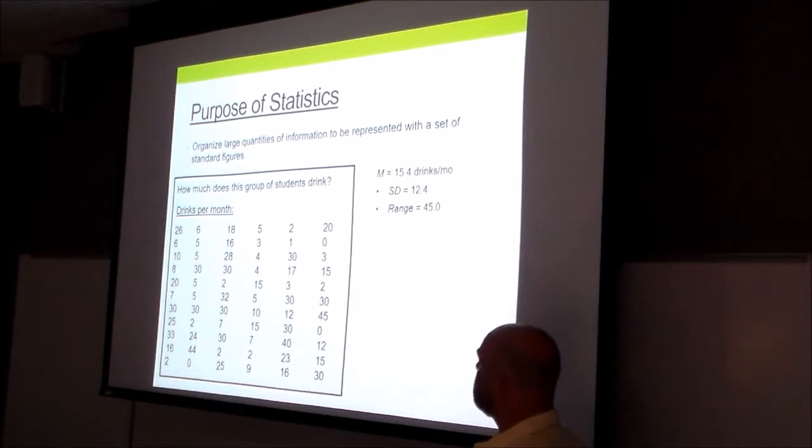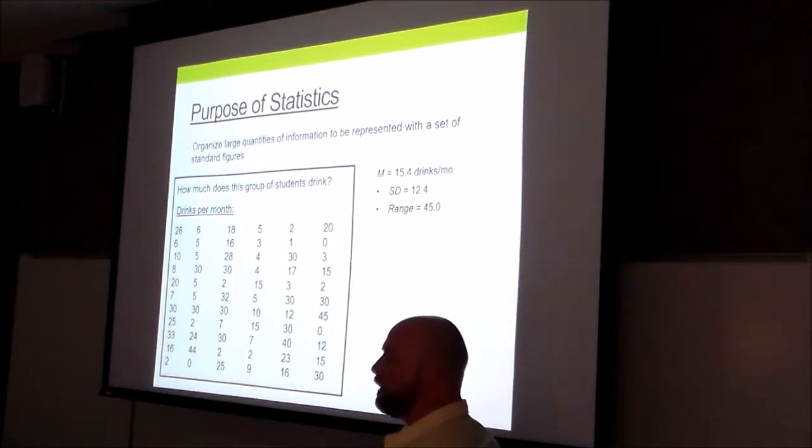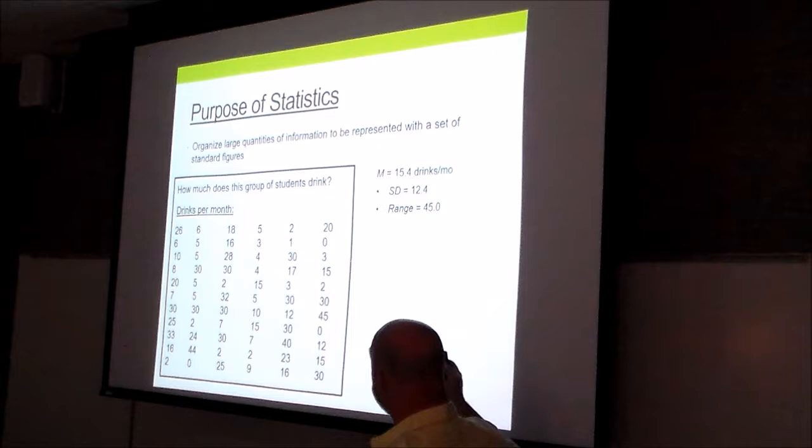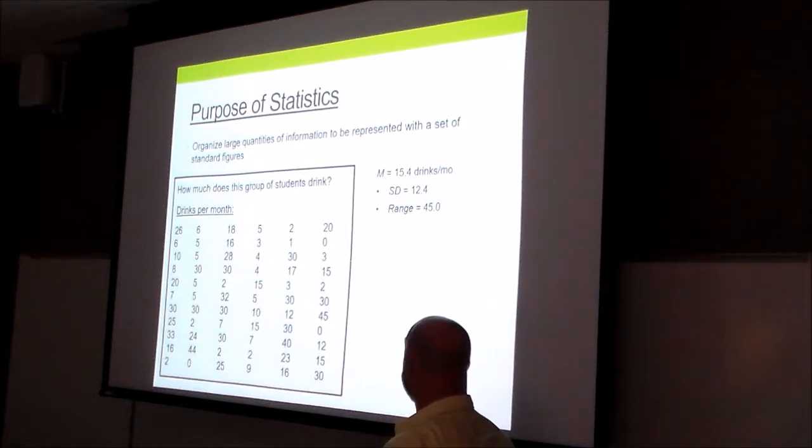But what we can do is run some descriptive statistics with this and start to get a general overall feel for how much this sample of individuals are drinking. So here, we can run the mean on all of this, and we get a mean of 14.5 drinks per month.